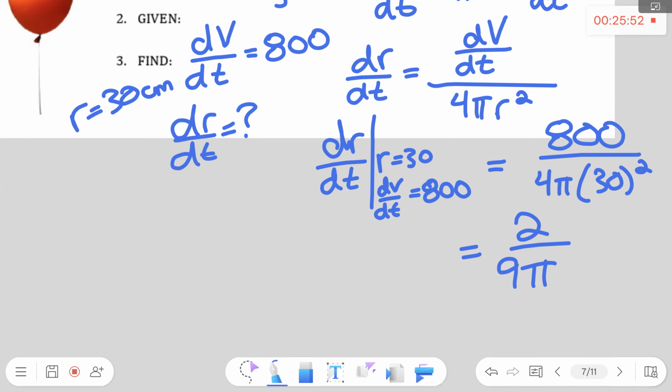Two ninths over pi. Two over 9 pi. 2 over 9 times pi? It's not the same, because pi is on the denominator.